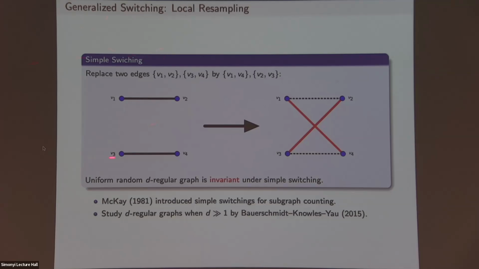The simple switching was introduced by McKay when he counted some subgraphs in random regular graphs. It's this very simple procedure. You just look at two edges, take any two edges, remove them, and replace them by these red ones, V1 V4 and V2 V3. This simple procedure preserves the degree. It also preserves the underlying measure. So if you start from a random regular graph, you will get a random regular graph. This also provides a Markov process, so you can sample those random regular graphs. This was first used to study those random regular graph eigenvalues in the work by Roland, Antti, and Yao.